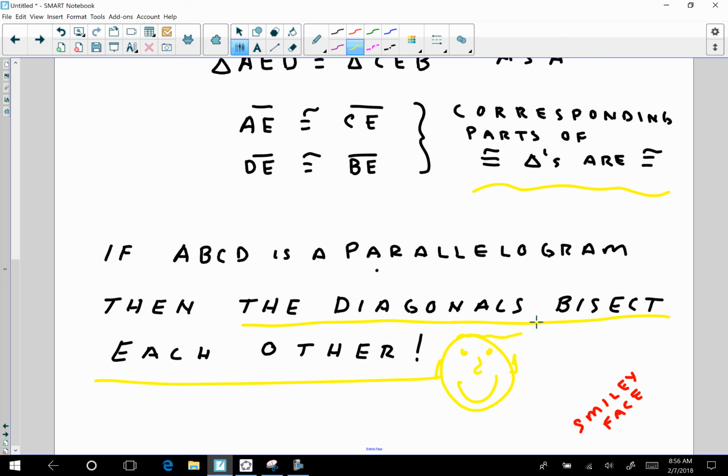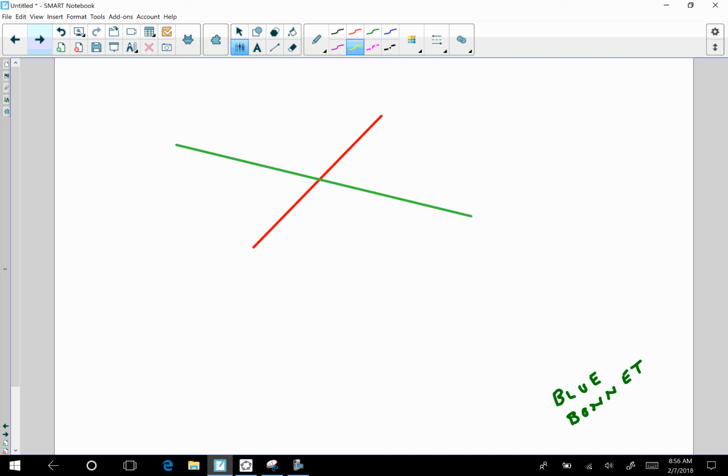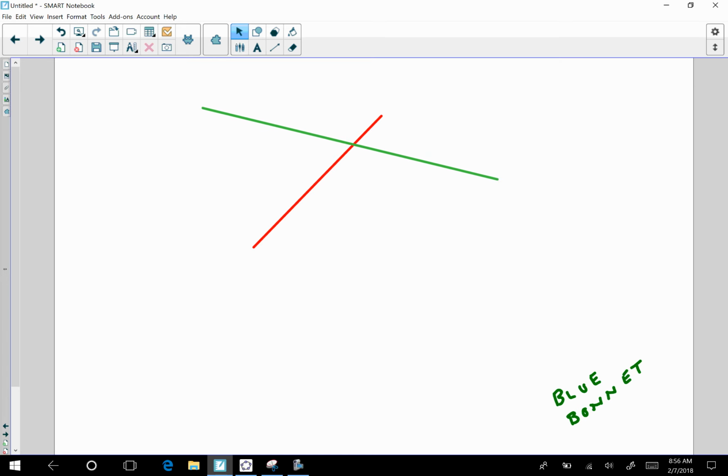It's certainly going to help us on a couple of the problems that are assigned for tomorrow. So let's just do some examples. Here I have created 2 segments, and I have tried to put them in a manner that they bisect each other. I think I'm pretty close. I took my ruler and estimated, and that's pretty darn close.